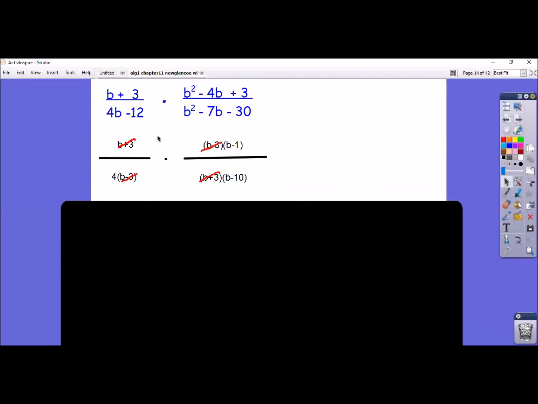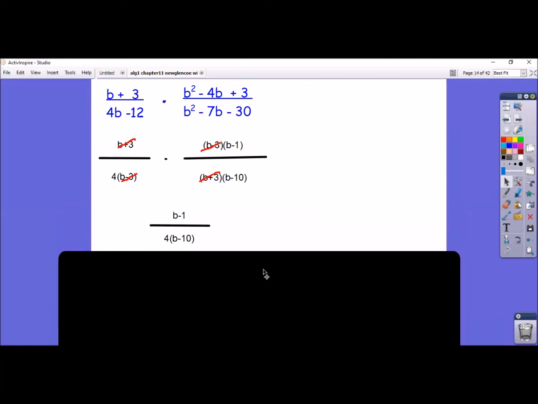Let's double check everywhere. Okay, so what's left on top is just b minus 1. And the bottom is 4 times b minus 10. You don't have to distribute that. If you do, it's not wrong.